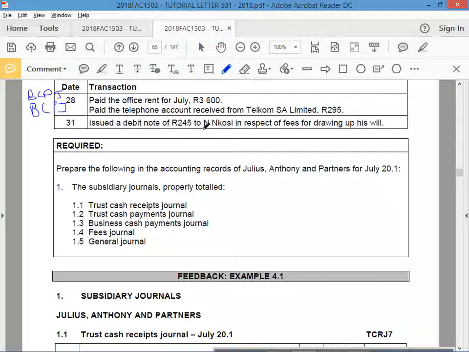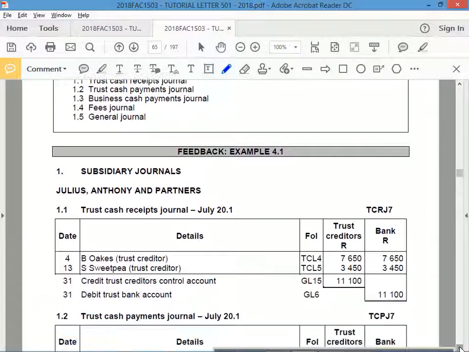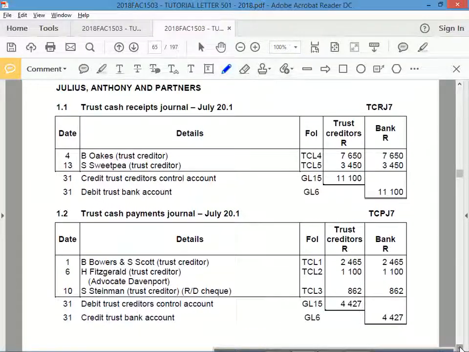31, issued a debit note to Nkosi in respect of fees for drawing up his will. There's the key: fees. You're debiting his account, meaning it hasn't been received. So, fees journal. The instructions were obviously to do all the journals, and you can look at that in terms of the posting. It's actually quite simple because if they're giving you columns, all you literally need to do is post it and write in the amounts. There are no calculations. Everything you had to do was what you just did: identify where to put what.